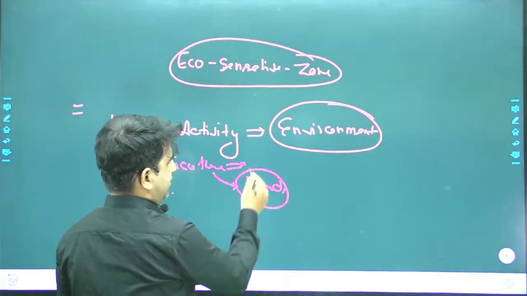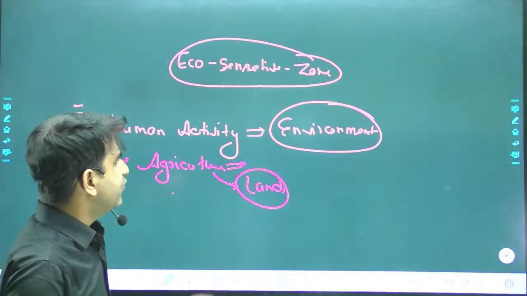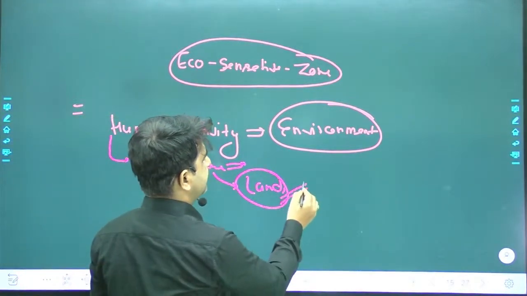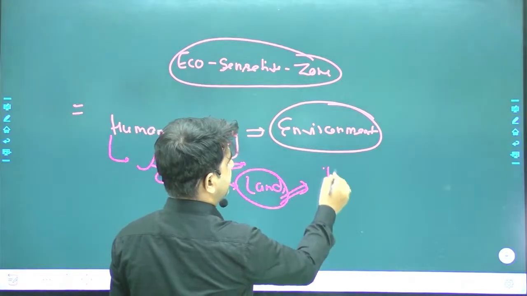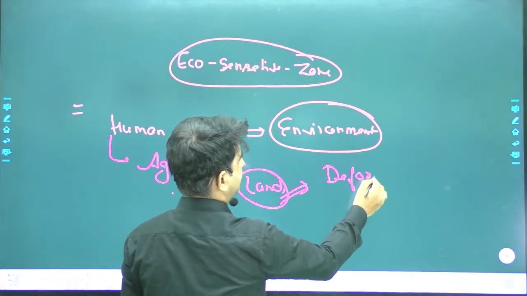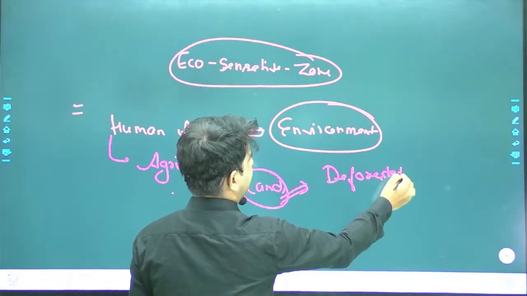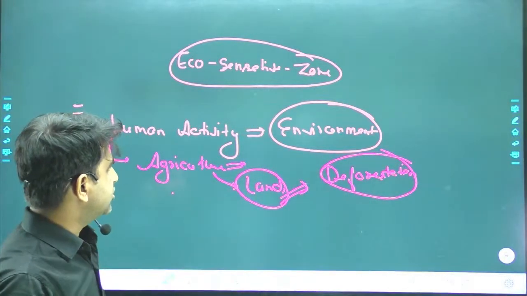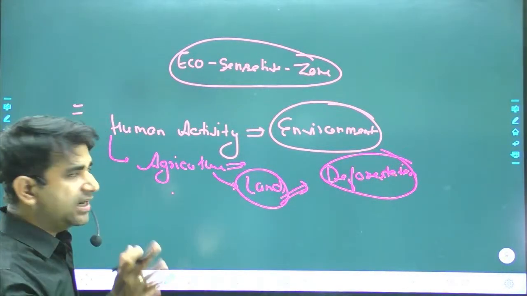So for land, or you can say for area, we have to cut trees, and it will lead to deforestation. So now you can understand it properly.